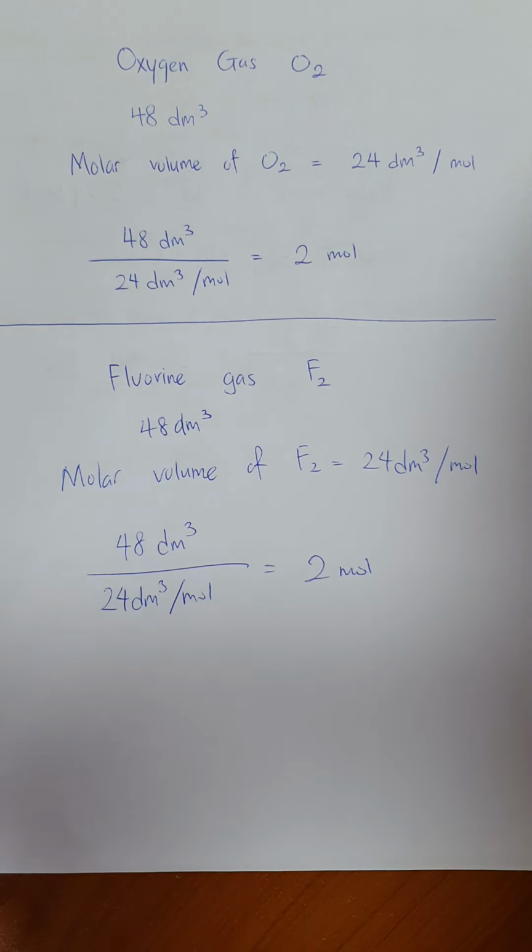So for gases, it's very simple. All you have to do is make sure that your sample is in dm cube, then you divide by 24 and you immediately get your mole. That's it. Okay, very simple.